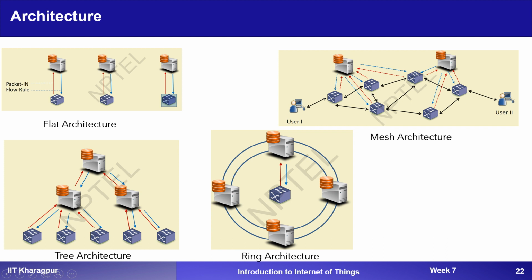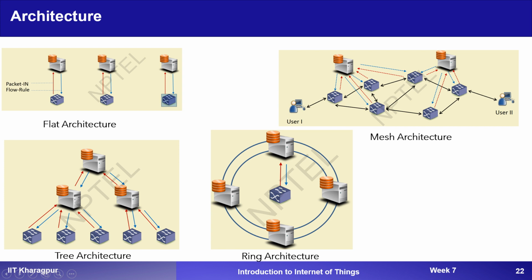So first one is your flat architecture. In case of your flat architecture, for each hardware there is one controller. So as you can see in this figure, for each switch, we have one controller which is going to handle all the packets of these switches. Now second one is your mesh architecture.